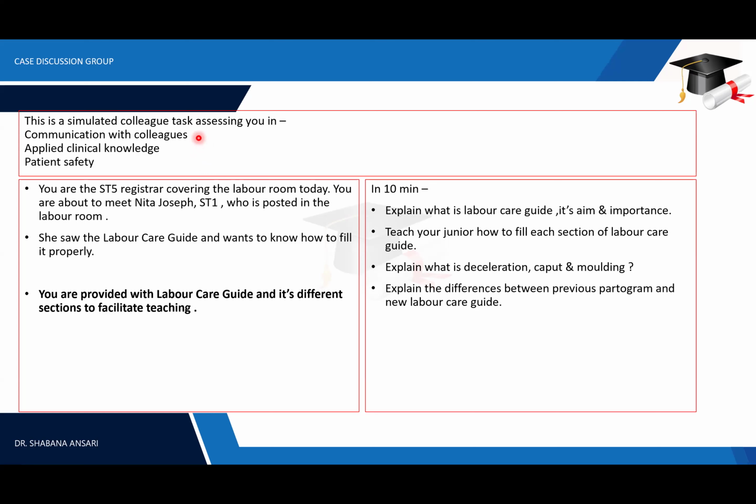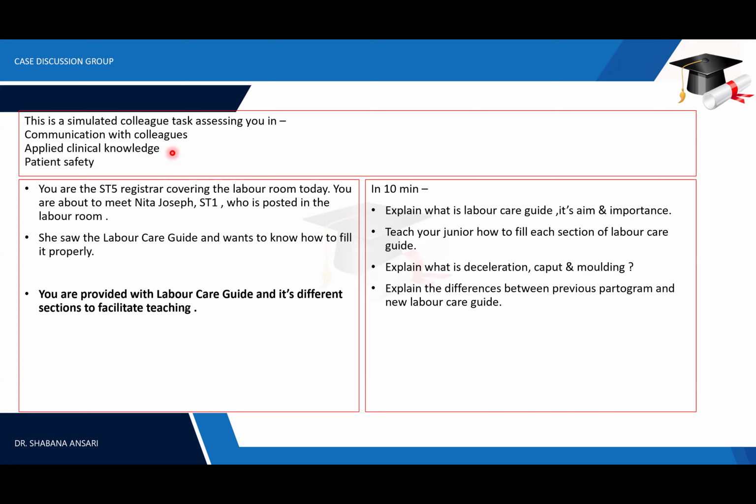So this is how you will get the marks in communication with colleagues. If you just talk with Nita Joseph, you will just get borderline. Of course, you will be tested in communication throughout the station, till 10 minutes, on how you are communicating with your colleague.